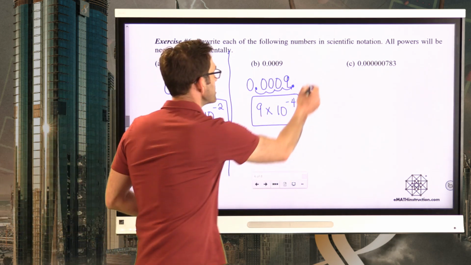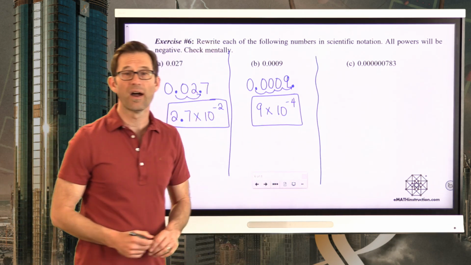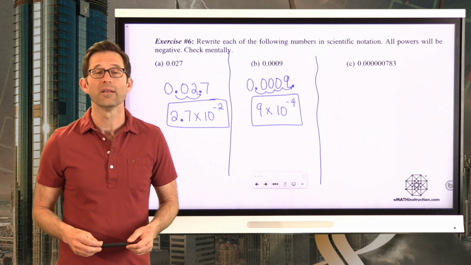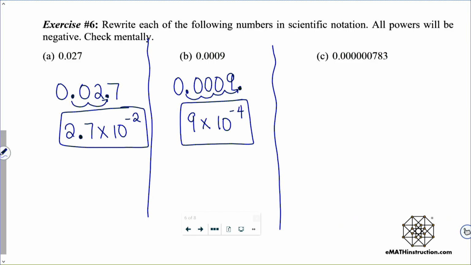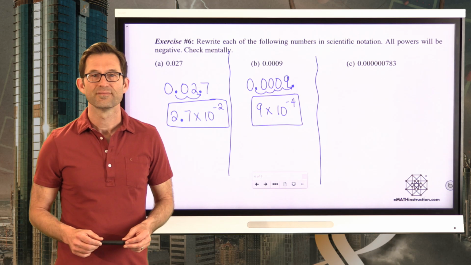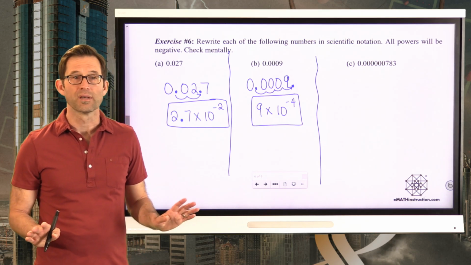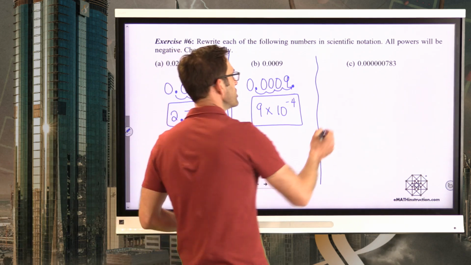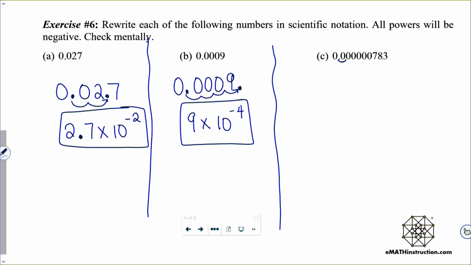Try that with letter C. All right, that is a tiny number. See what you get when you write it in scientific notation. I got to watch myself here. I really got to keep track. So here we go. 1, 2, 3, 4, 5, 6, 7. So that would be 7.83 times 10 to the minus 7.